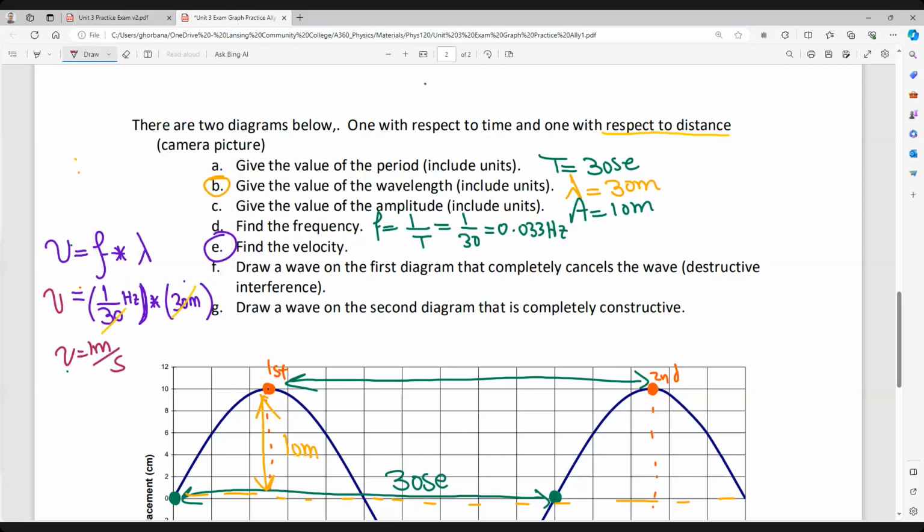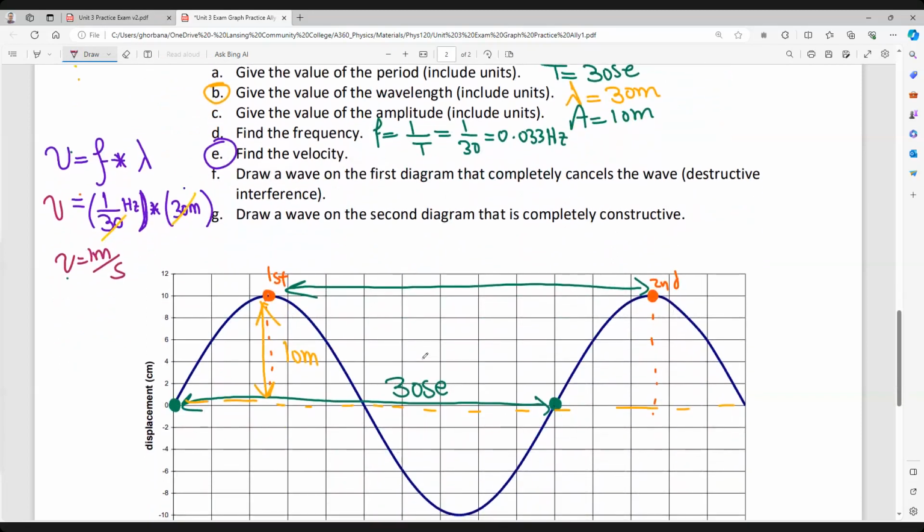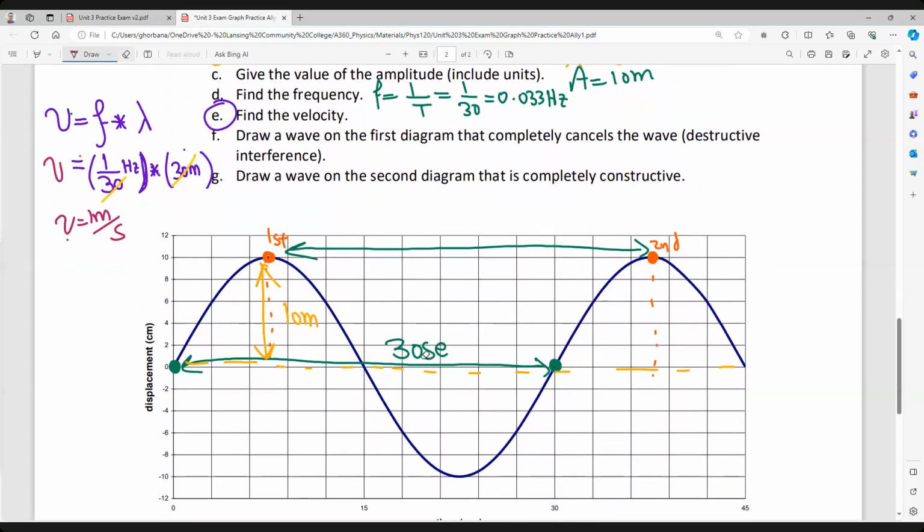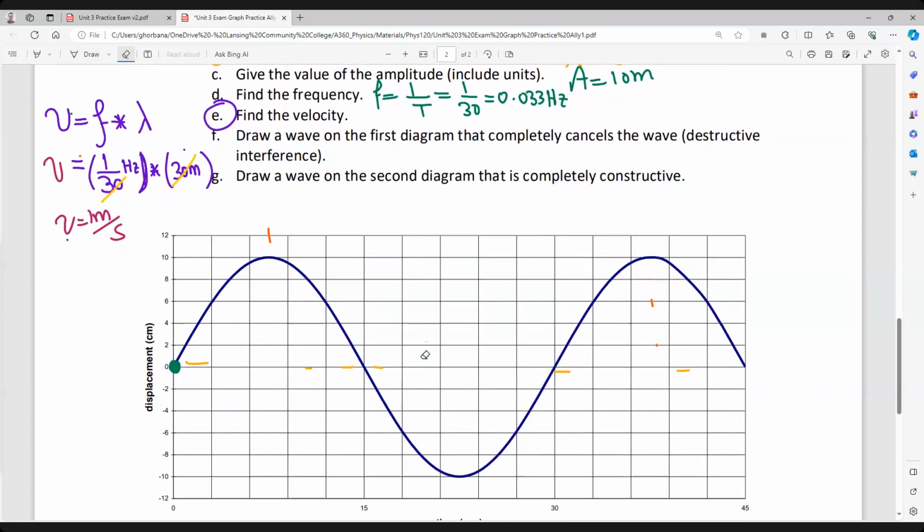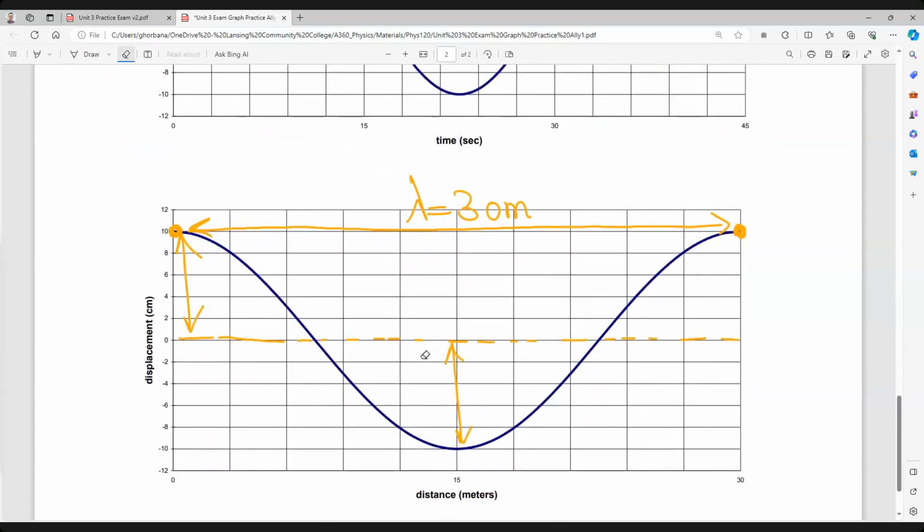So part F and G are asking me to draw. What does it mean? It means that I need to clear both graphs. Erase all my drawing here. I'll erase everything. Go to this one as well.